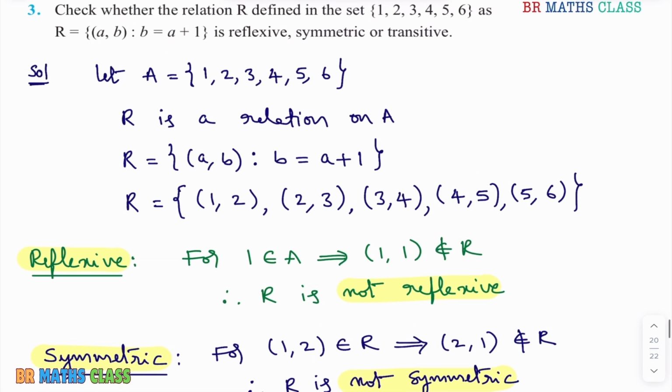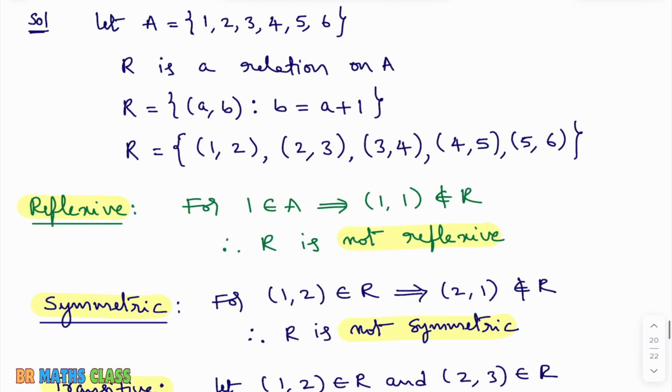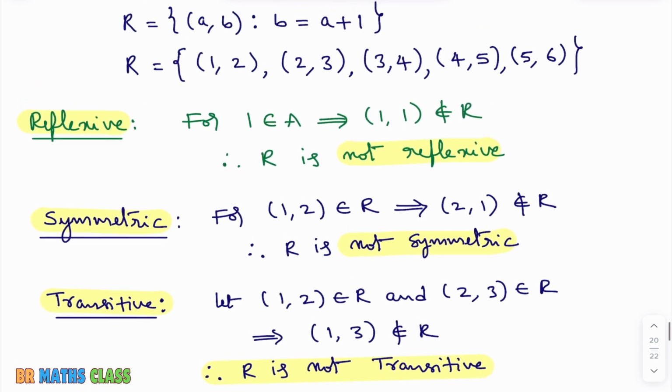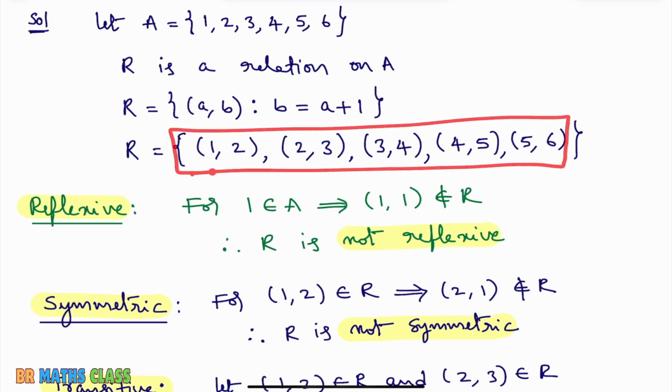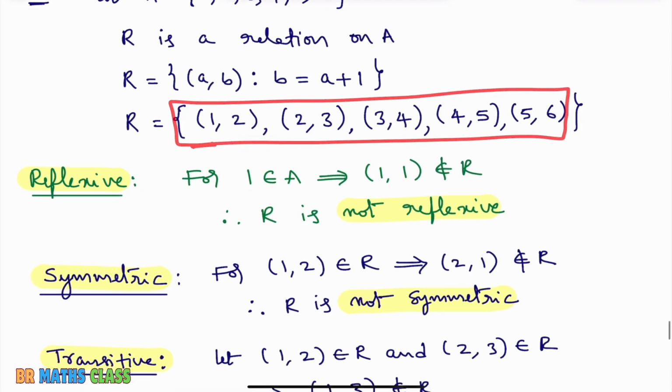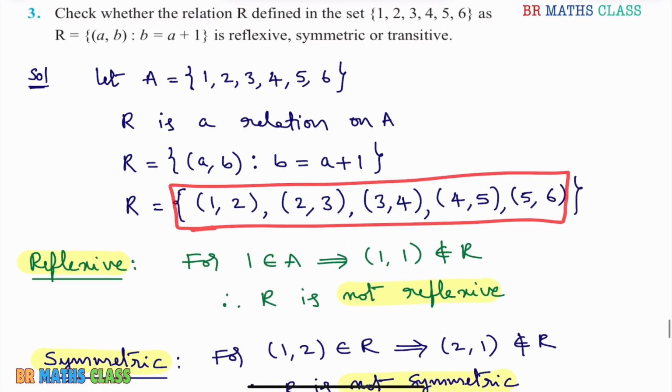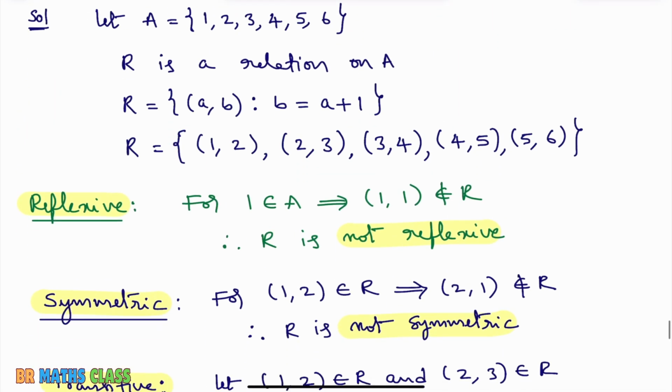So, the given relation is neither reflexive nor symmetric nor transitive. When we are able to write a given relation like this in roster form, in those cases, most of the time checking reflexive, symmetric, transitive is very easy. I hope you understand this solution.